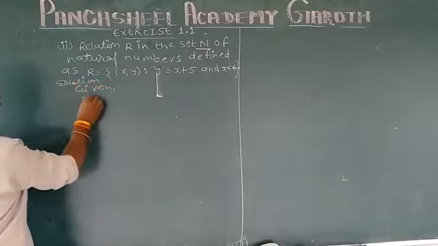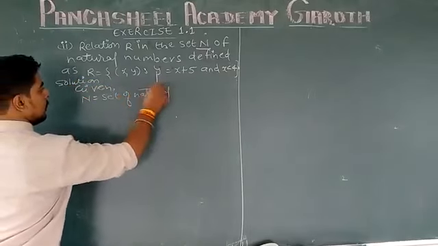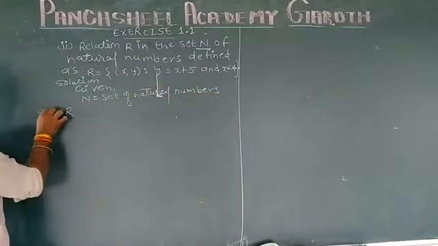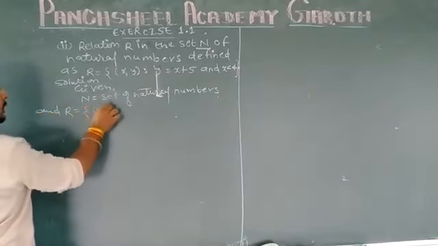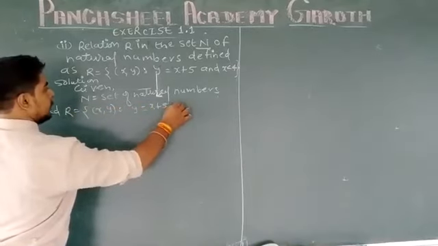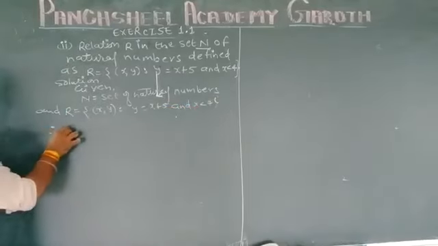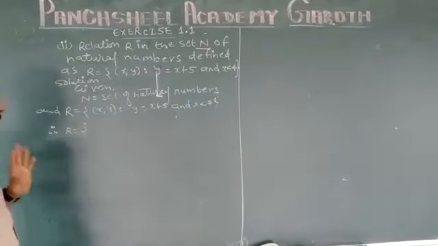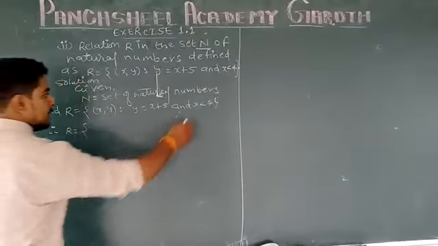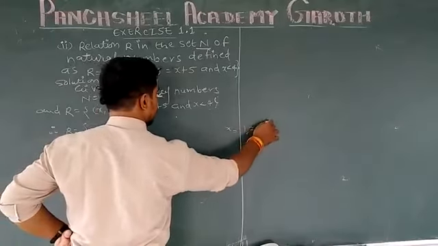What is given? A set of natural numbers. What is the relation R? Relation R is the ordered pairs (x, y), where y is equal to x plus 5 and x is less than 4. Therefore, we can say about R now: you know that the natural numbers start from 1, and less than 4 means the value of x will be 1, 2 or 3.